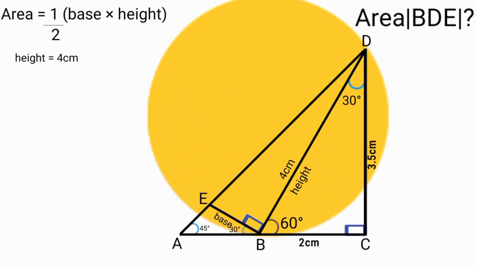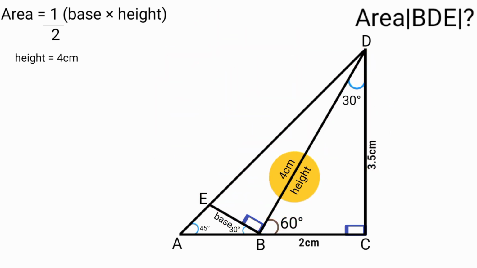Since triangle BDE is a right angle triangle, and we have the length of this side here as 4 centimeters, if we have the size of any of these two angles here, we can use the so-called tool to find the length of this side here. But what are the sizes of the angles?